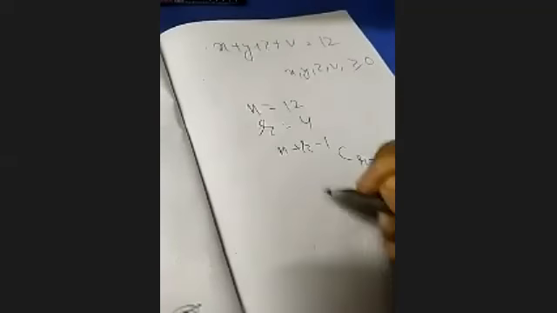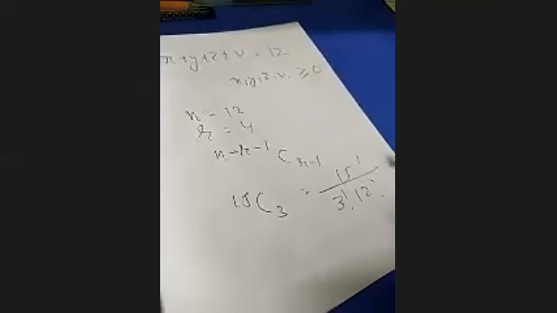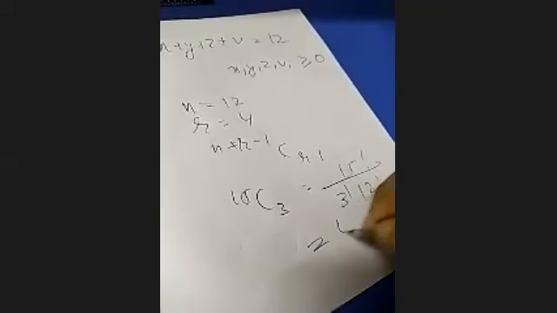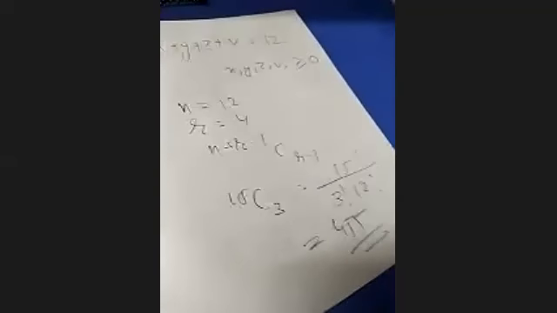So let me tell you how to do this. The value of n is 12, the value of r is 4. So (n plus r minus 1) choose (r minus 1) is 12 plus 4 is 16, minus 1, 15C3. 15C3 is 15 factorial by 3 factorial times 12 factorial, and 12 factorial cancels out. So 15 into 14 into 13 by 6, that is 5 into 7 into 13, which is 455. Absolutely correct. 455 is the number of integral solutions for x plus y plus z plus v equal to 12.